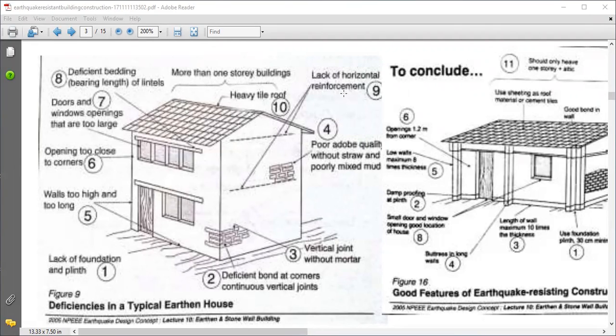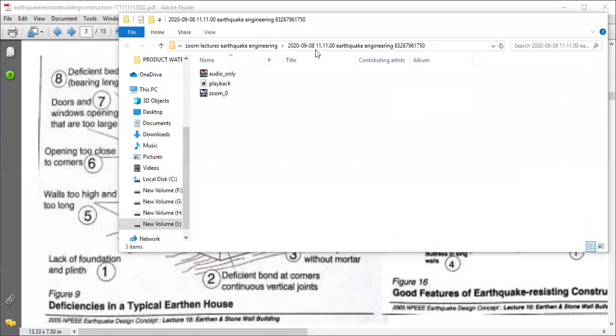Horizontal reinforcement means the bond between these two layers is also missing over there, and that's why the bonding between layer to layer will be reduced. So if all these deficiencies are taken into account, that earthen building becomes a very weak structure. And if earthquakes come upon such structures, because of these lacunas or deficiencies in the structure, the structure will fail during the earthquake.